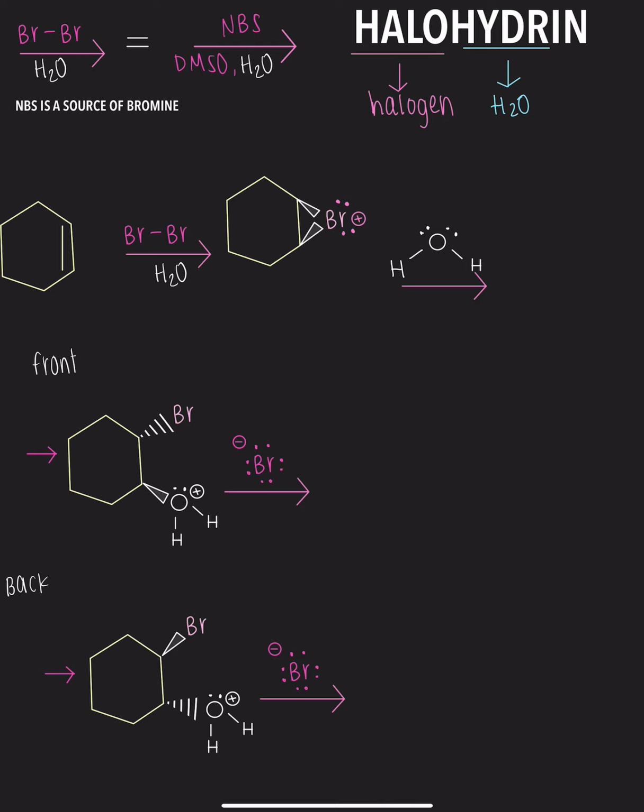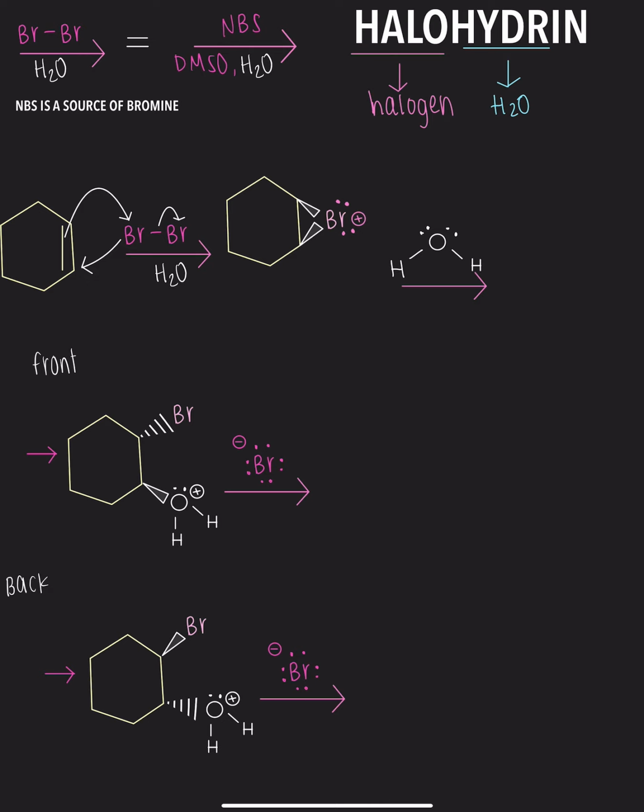So again, when you have a double bond, that's a pair of electrons. That pair of electrons is going to attack the bromine. The way I like to think about it is that bromine is electronegative. It's more electronegative than carbon, so it's going to attack that more electropositive carbon. Then the pair of electrons between the two bromines is going to go to the other bromine. Then you're going to form your bromonium ion.